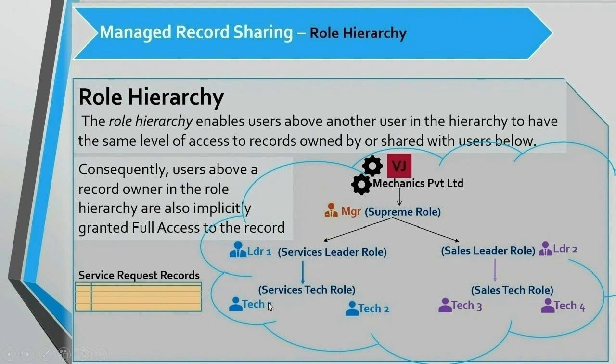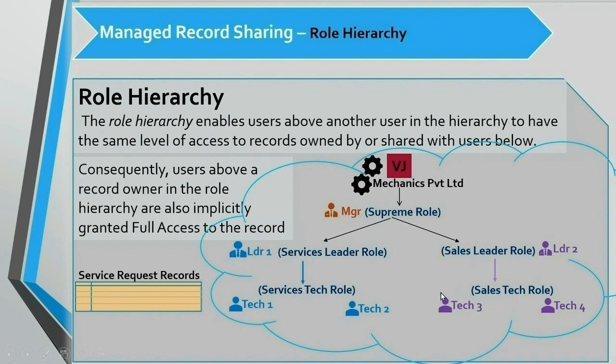That is, LDR1 and MGR come above Tech1 in the hierarchy. So LDR1 and MGR would get the same access as Tech1 has on those records. Consequently, if the record is created by Tech1, then whoever comes above this user, that is LDR1 and MGR, would also get the ownership, that is full access on that record.